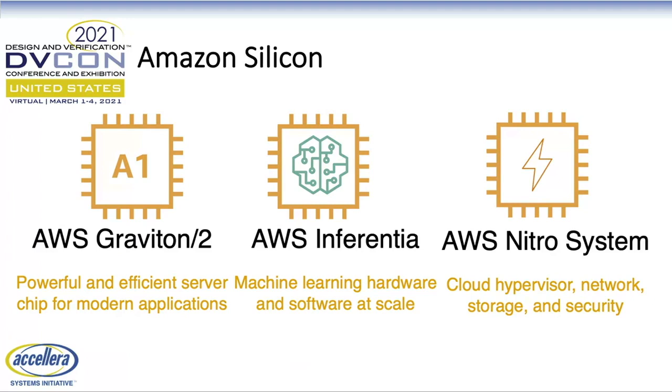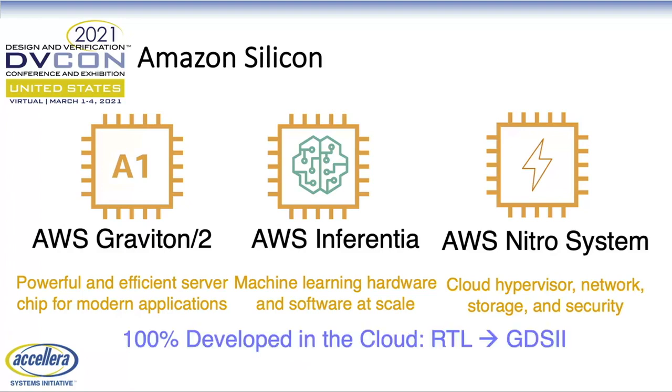And then finally, the semiconductor chips that are used by our own hypervisor, we call that AWS Nitro system. And there are three different semiconductor chips that are used to offload network, storage, and security so that the core server processor that you're using on the server is completely dedicated for the workload that is running. And all these semiconductor chips were 100% developed on the cloud from RTL all the way to tape-out.